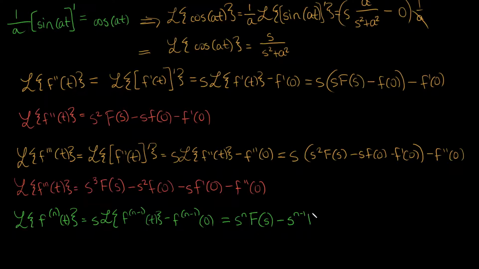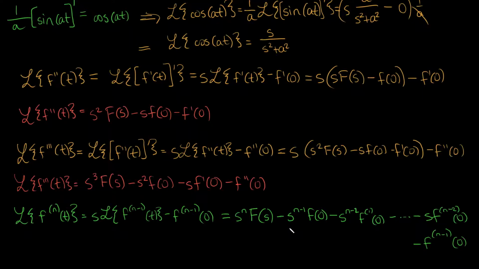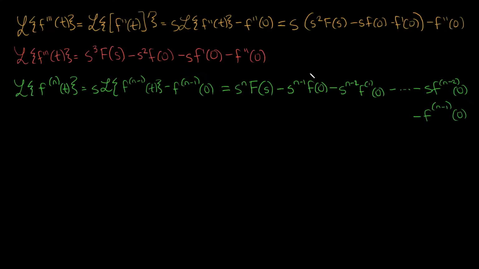minus s to the n minus 1 times your function evaluated at 0, minus s to the n minus 2 times the first derivative of your function evaluated at 0, minus a lot of minuses later, minus s times your nth, well, I should say probably your n minus 2 derivative evaluated at 0, minus your n minus 1 derivative evaluated at 0. So this whole huge massive expression is the nth derivative. And it makes sense, given how this recursion was going so far.